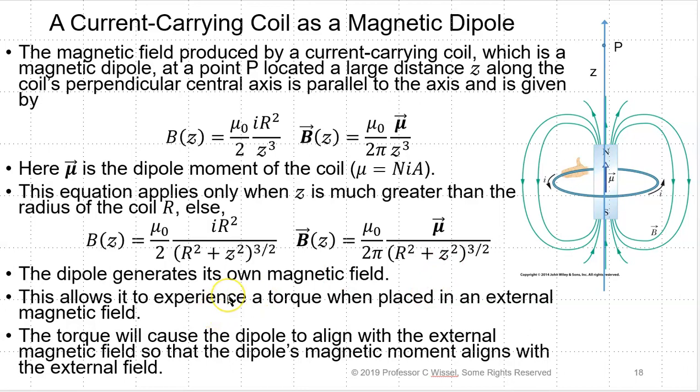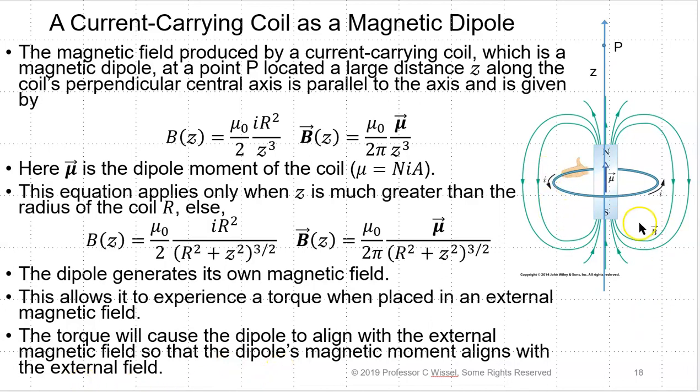The dipole, of course, generates its own magnetic field. This allows it to experience a torque when it's placed in an external magnetic field because the two magnetic fields interact with each other. The torque will cause the dipole to align with the external magnetic field, so the dipole's magnetic moment aligns with the external field.